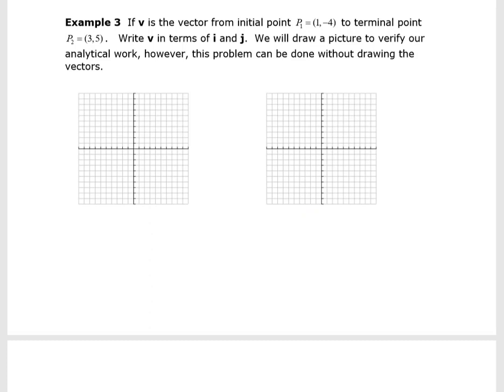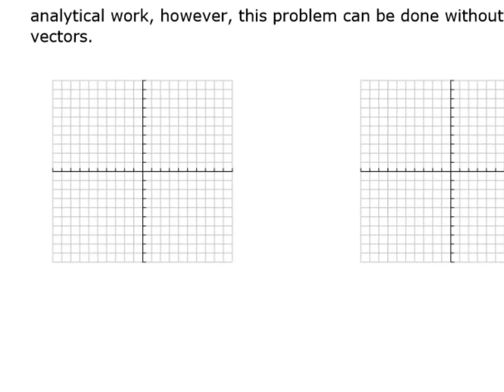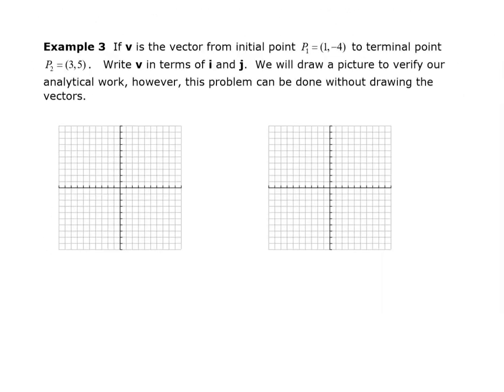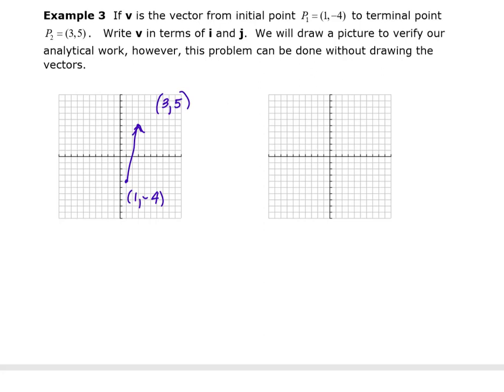So let's look at example 3. We want to take a vector v whose initial point is (1, -4), and whose terminal point is (3, 5), and basically write it in terms of i and j, basically as a linear combination. So I'm going to draw the two points. So I've drawn my vector v, and I want to write v in terms of i and j.